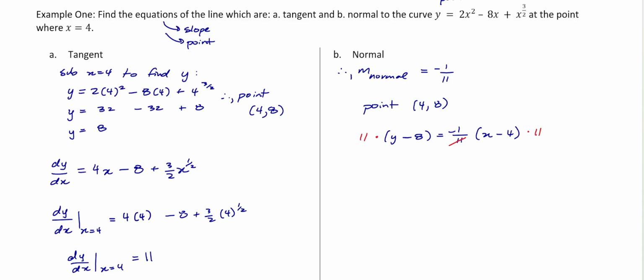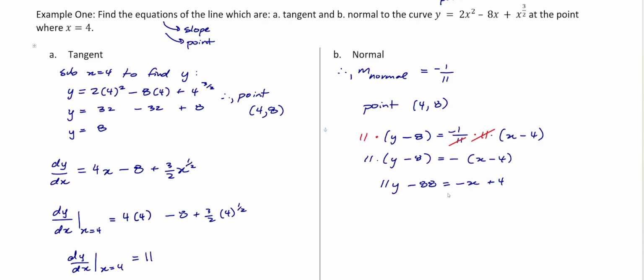I could have said, okay, you know what, I'm going to multiply here, multiply here, move this over. Order of multiplication doesn't matter, so therefore, here we go, cancels, cancels. Okay, and so I end up with 11 times y minus 8 is equal to negative x minus 4, and then I can rearrange and solve for y. If you want, I can expand this: 11y minus 88 is equal to negative x plus 4.